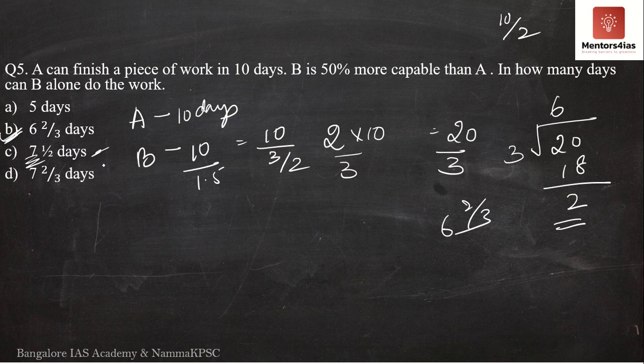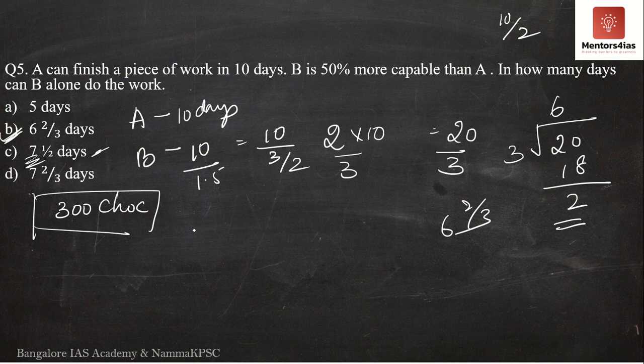Please don't make the mistake of marking 7.5 days, because it is not just the number of days. You should also consider the amount of work that is done. Just to prove it to you, I will use this chocolate method to show that it is not 7.5 days, but rather 6 2 by 3 days. Let me assume the work is 300 chocolates.